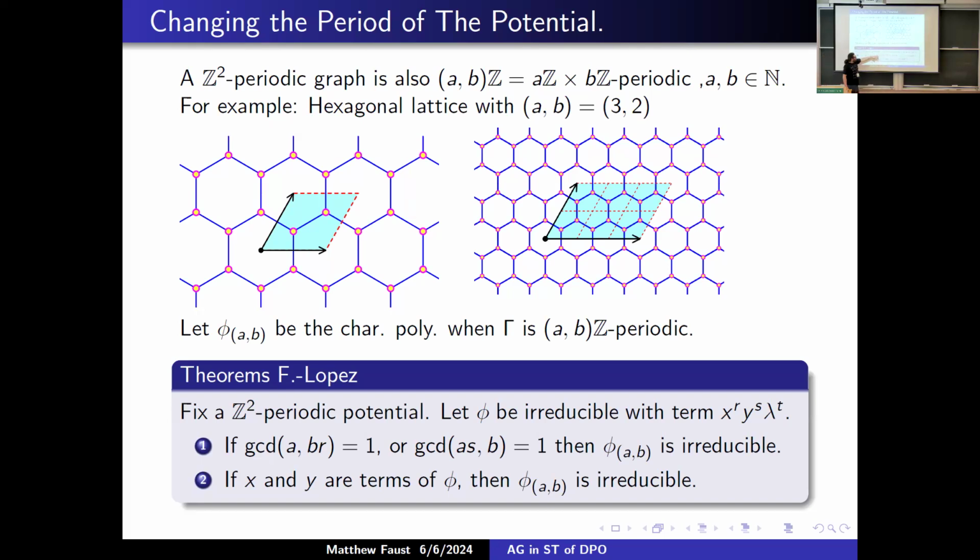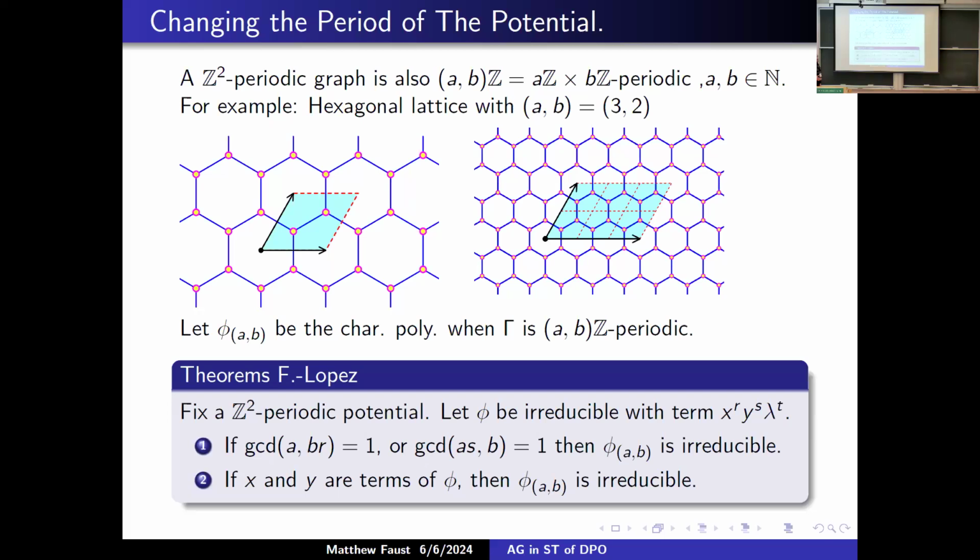If our original polynomial is irreducible, and it has a term of the form x to the r, y to the s, lambda to the t, then as long as A is coprime to both B and R, or B is coprime to both A and S, irreducibility extends to phi sub AB. Moreover, if you know more about your support, then you end up with fewer restrictions on your choice of periodicity. For example, if both x and y appear as terms of your dispersion polynomial, then it doesn't matter what you choose for A and B. You always have that phi sub AB is irreducible.